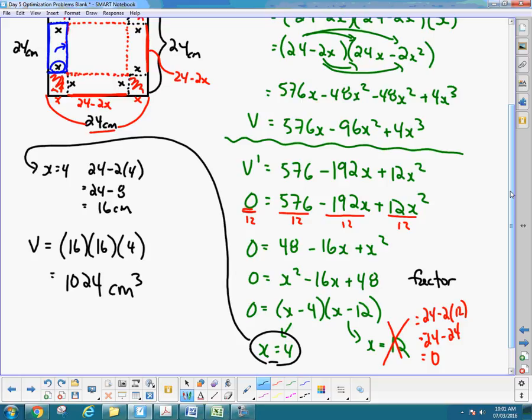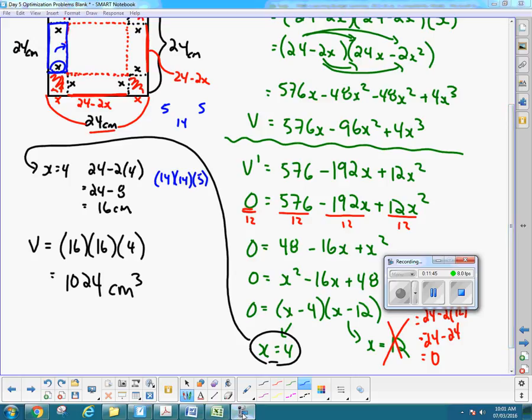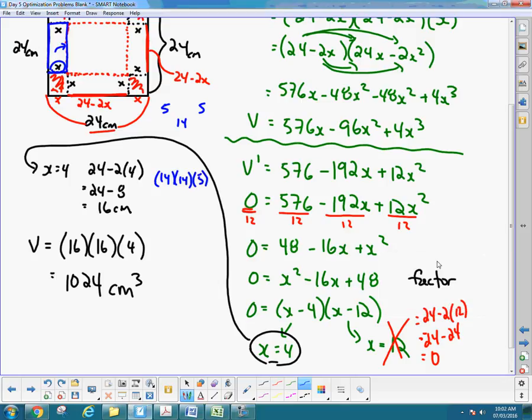Let's just do that really quickly in our head. If it was 5, it would be 5 and 5, so it would be 10. So the length in between would be 14. So it would be 14 times 14 times 5. And if we multiplied that in our head, we would get 980 centimeters cubed. So that box doesn't have as much volume.